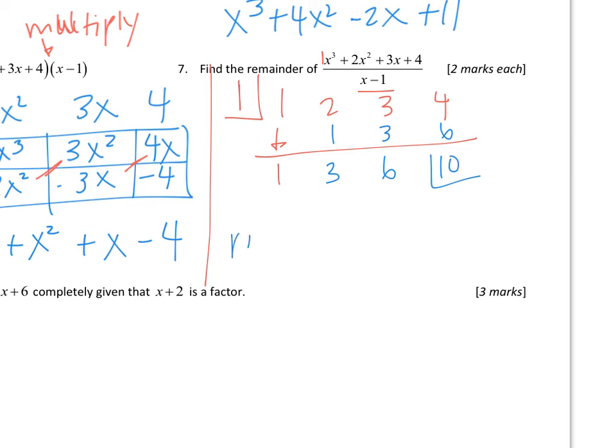Here it asks you what the remainder is. Well, the remainder is the number on the end, which I always separate with another little box. So you just need to say that the remainder, we need an r in here, is 10.